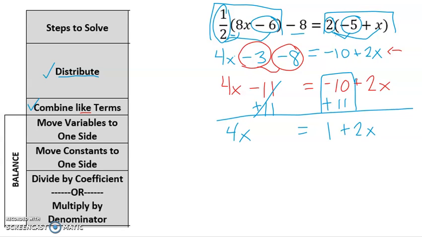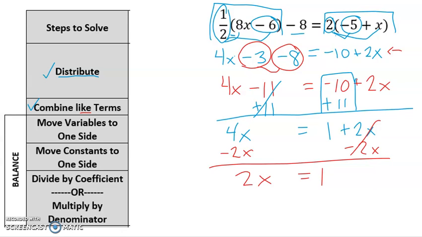And now I want to get that variable on the same side. So I zero it out on the right so I can move it to the left. 4x minus 2x is going to be 2x equals 1. And those variables are zeroed out on that side. And the last thing we do, we have 2 x's, but we want it to be 1. So whatever that coefficient is, divide by that. Do the same to the other side. That reduces to 1x equals 1/2.